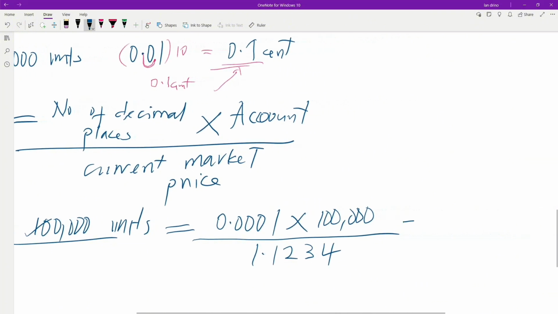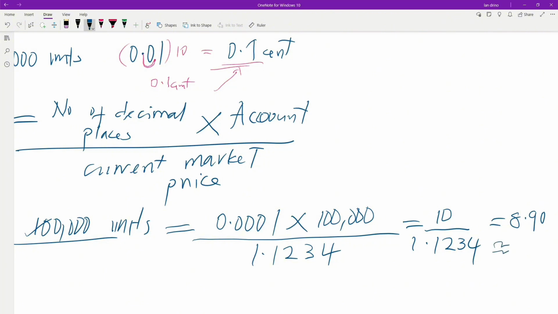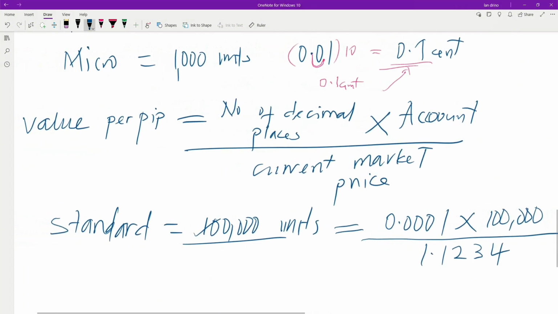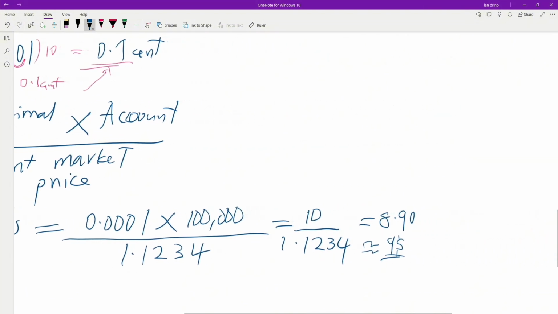If you do this correctly, this is going to give you 10. Okay, 0.0001 times 100,000 is 10. If you divide it by 1.1234, it's going to give you around $8.90. If you try to round it up, it can give you about $9. Okay, 9 United States dollars. Now this is the price for euro. Okay, in case you were trying to know the value of Euro USD, this is the price of euro. The price of euro is equivalent to $8.90.